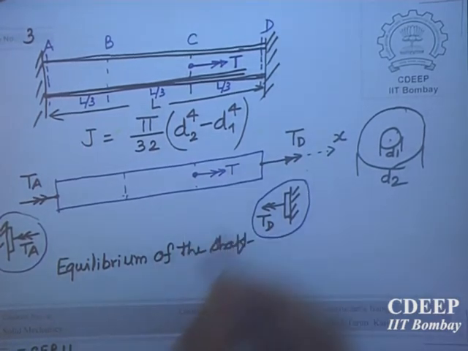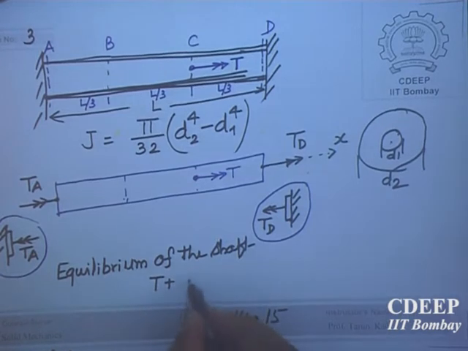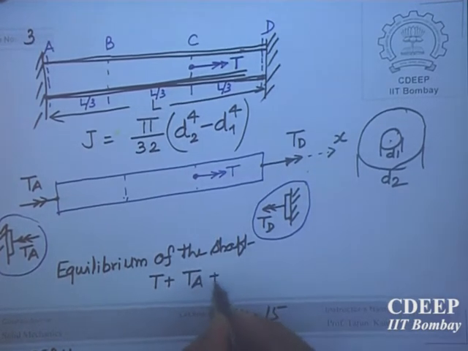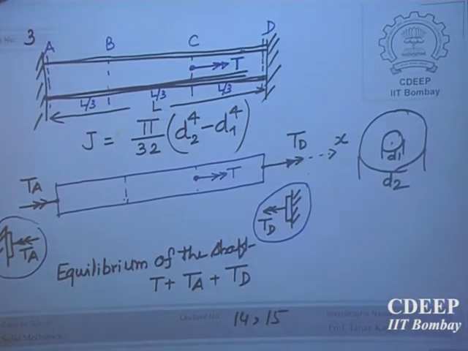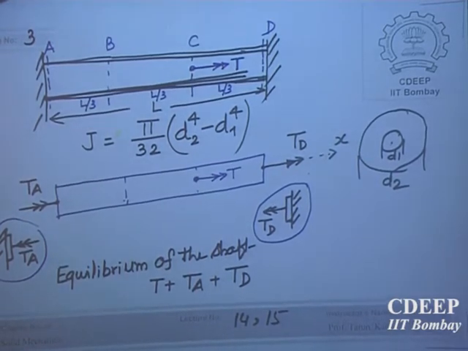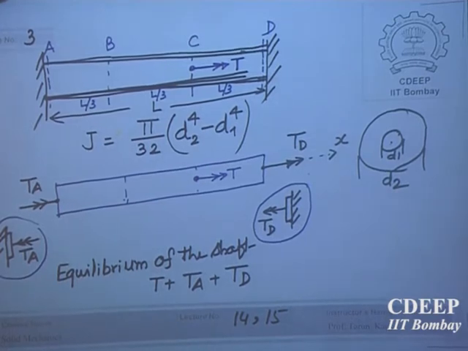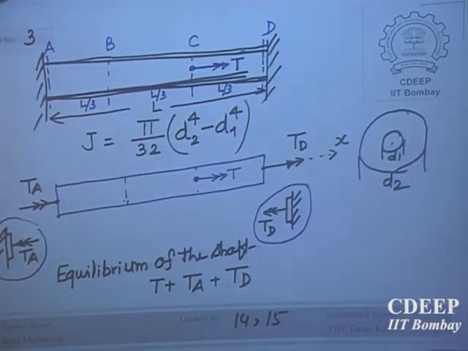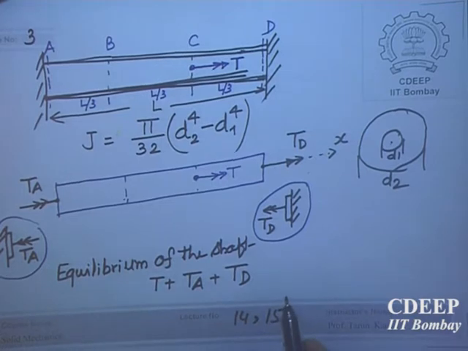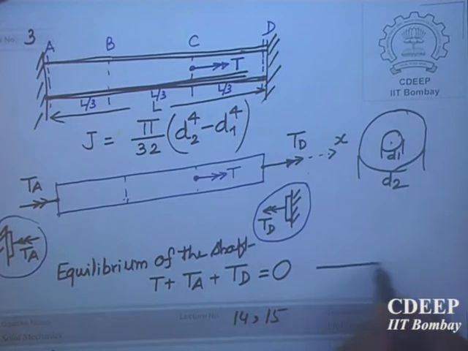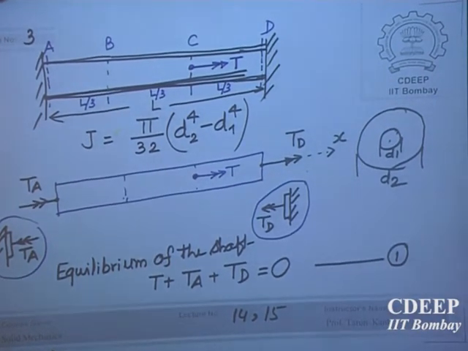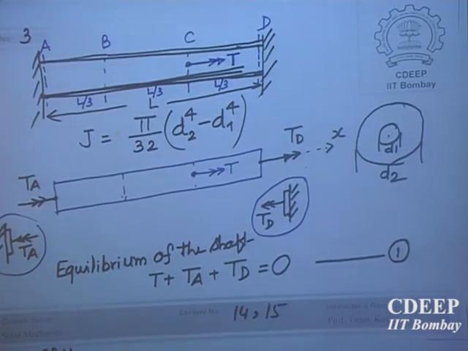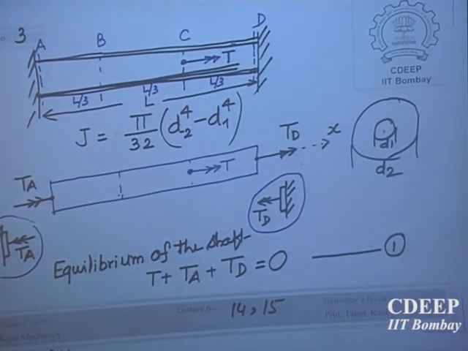That will be T plus TA plus TD. Yes or no? This should be what? So this is one, equation number 1, the equilibrium condition. Now the equilibrium condition contains two unknowns, TA and TD.